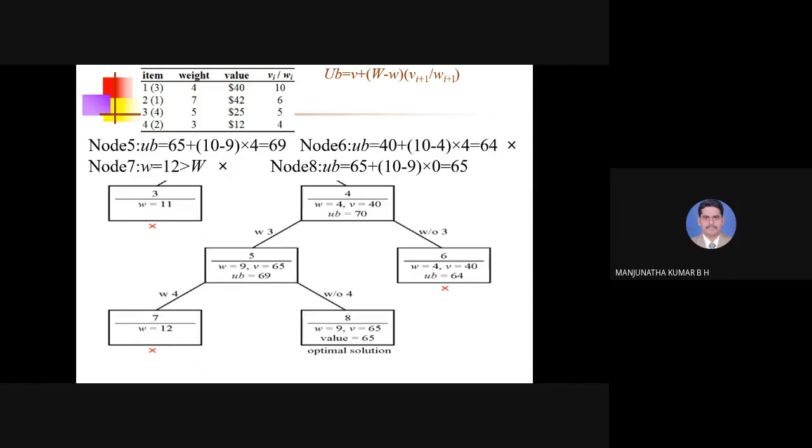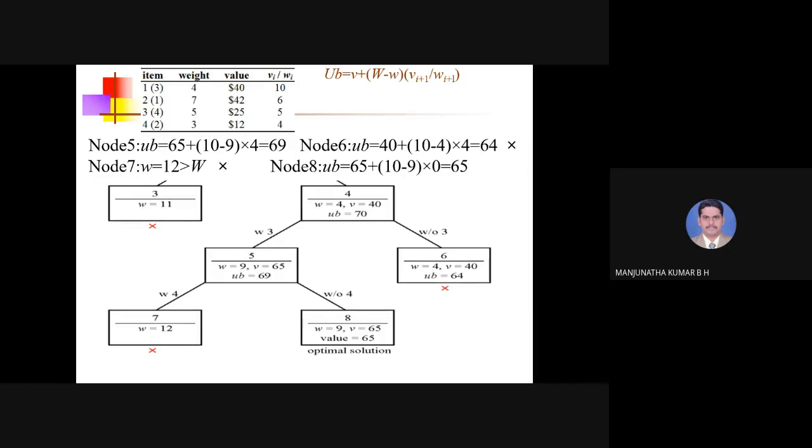Observe node 7, where the total weight becomes 12. 12 is greater than the maximum capacity of the knapsack, that is 10. Hence node 7 is not a promising node. It is violating the problem constraint. Now I am going to the right side, where I get another node, without item 4. I told you already, whenever you go to the without branch, you just copy the W and V values of its parent node.